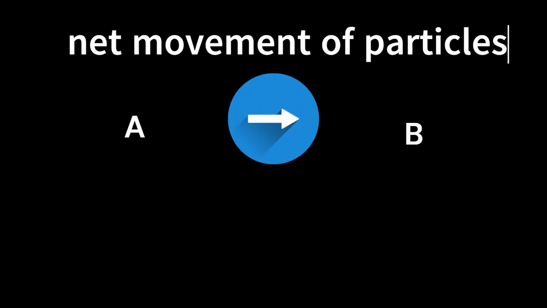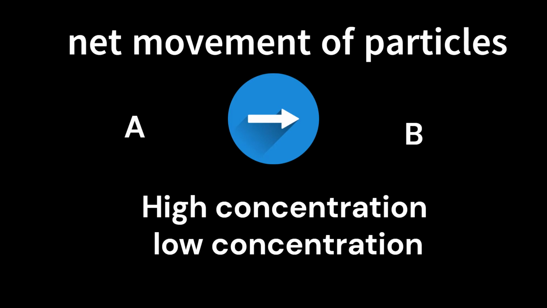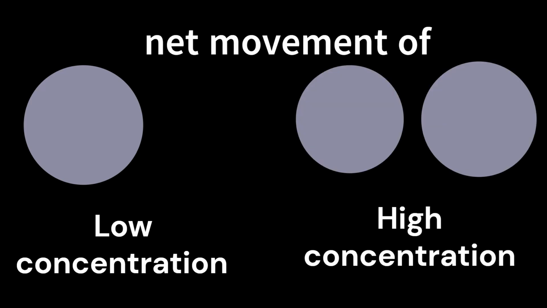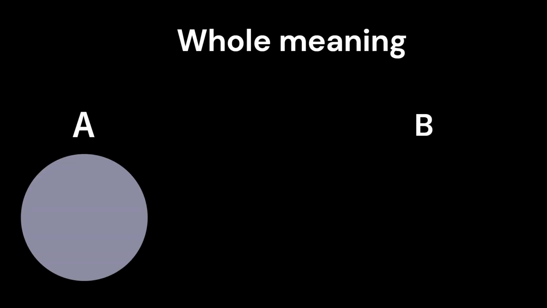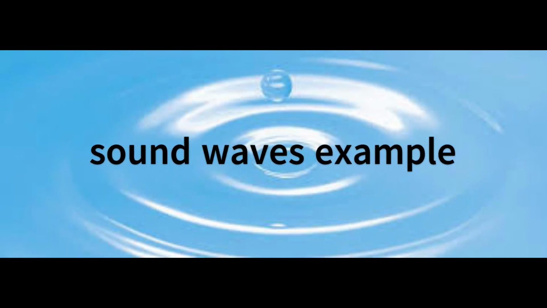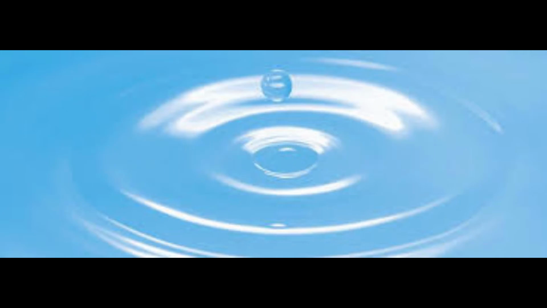A net movement of particles is the overall direction and amount of movement from high concentration to low concentration. Concentration is the number of particles in any given amount of space. So what it means is that it is the energy that moves, but not the particles, the elements inside it. They don't move. It's just a disturbance. For example, the particles inside the water do not travel. It's the energy, the transferring of the vibration that moves inside the water, that is called the sound wave.